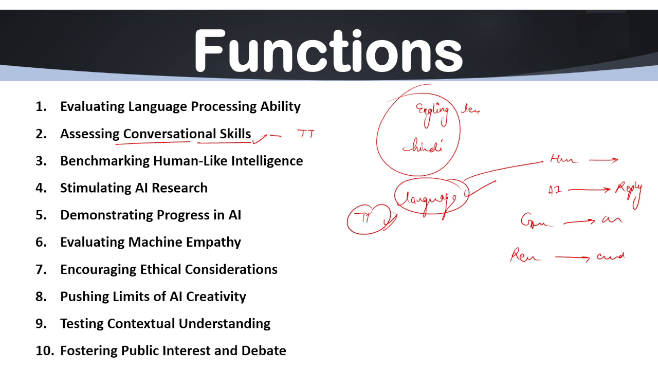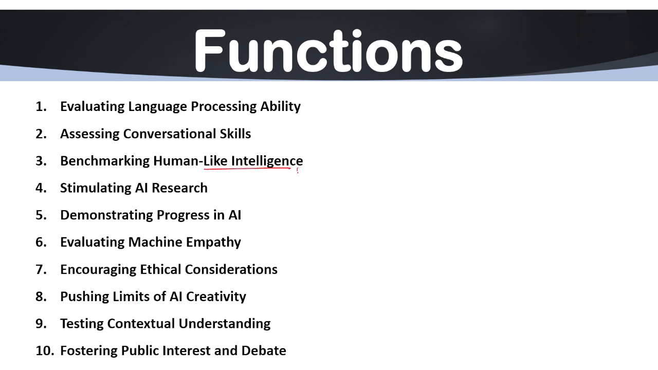All right. The third point is benchmarking human-like intelligence. We have discussed this earlier. It serves as an early benchmark for intelligence by gauging how convincingly a machine can replicate human reasoning and response patterns. It can evaluate the human reasoning and response pattern of any person, which are fundamental to passing an intelligence test.